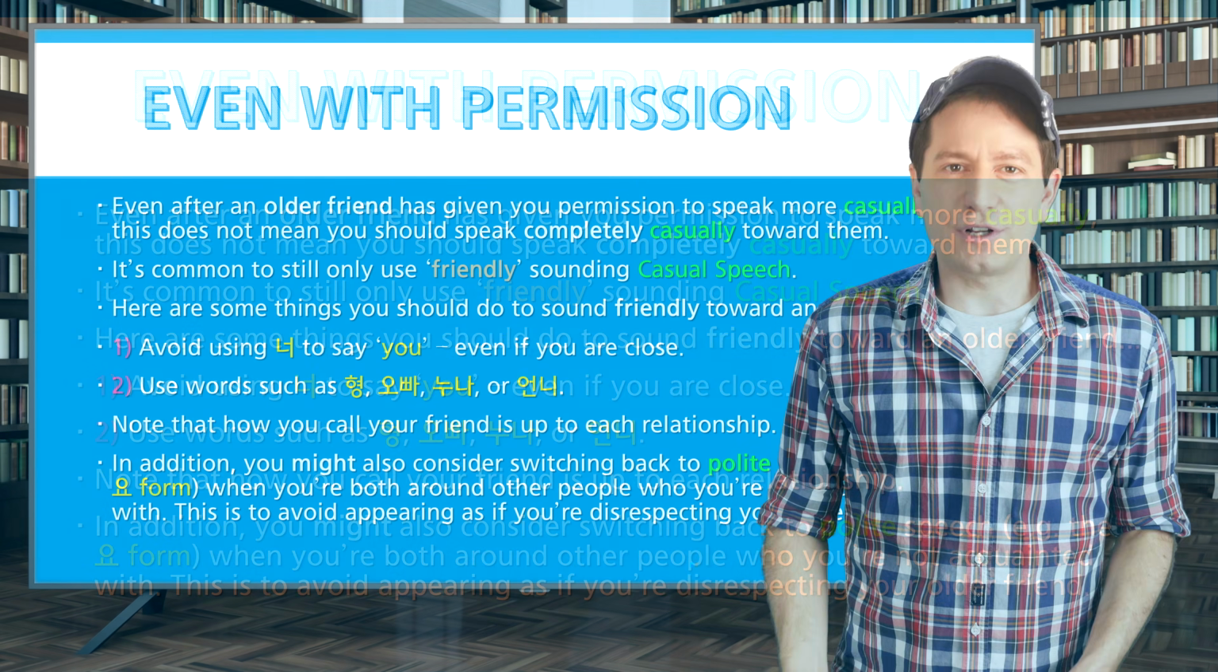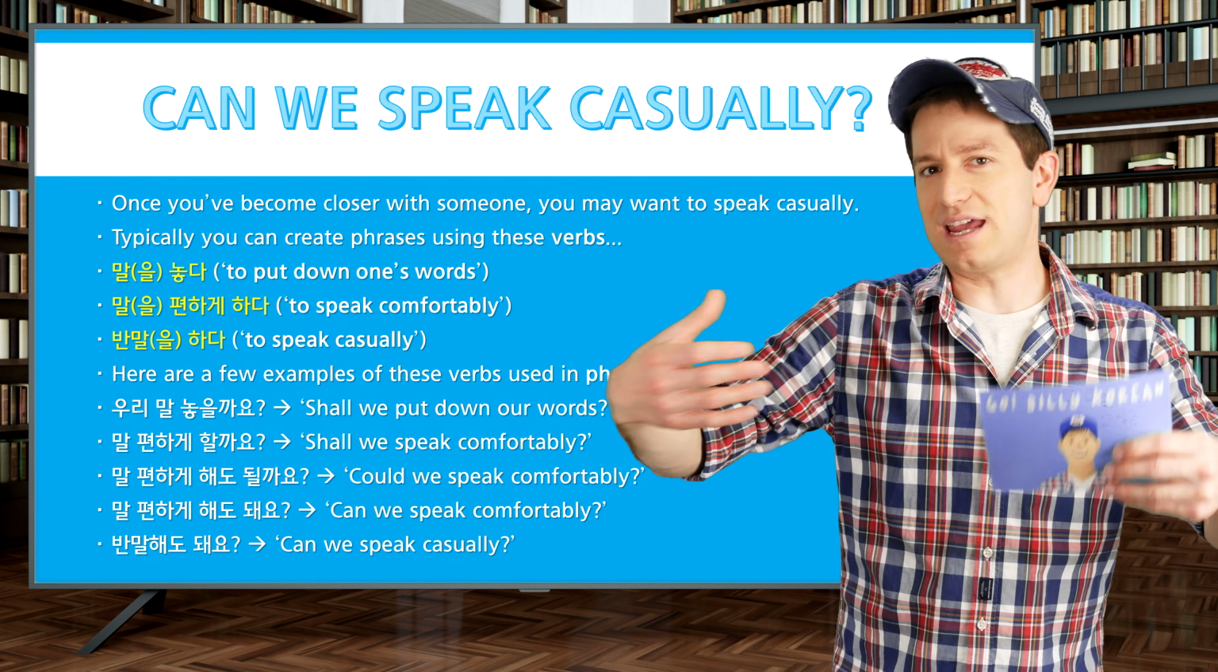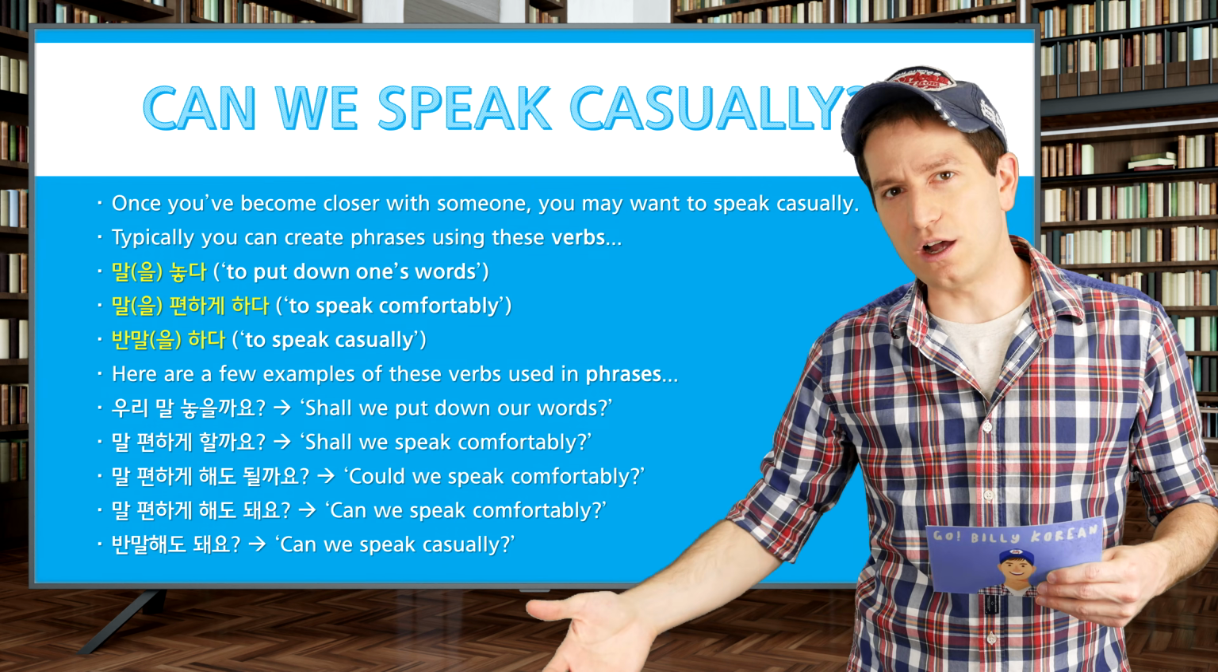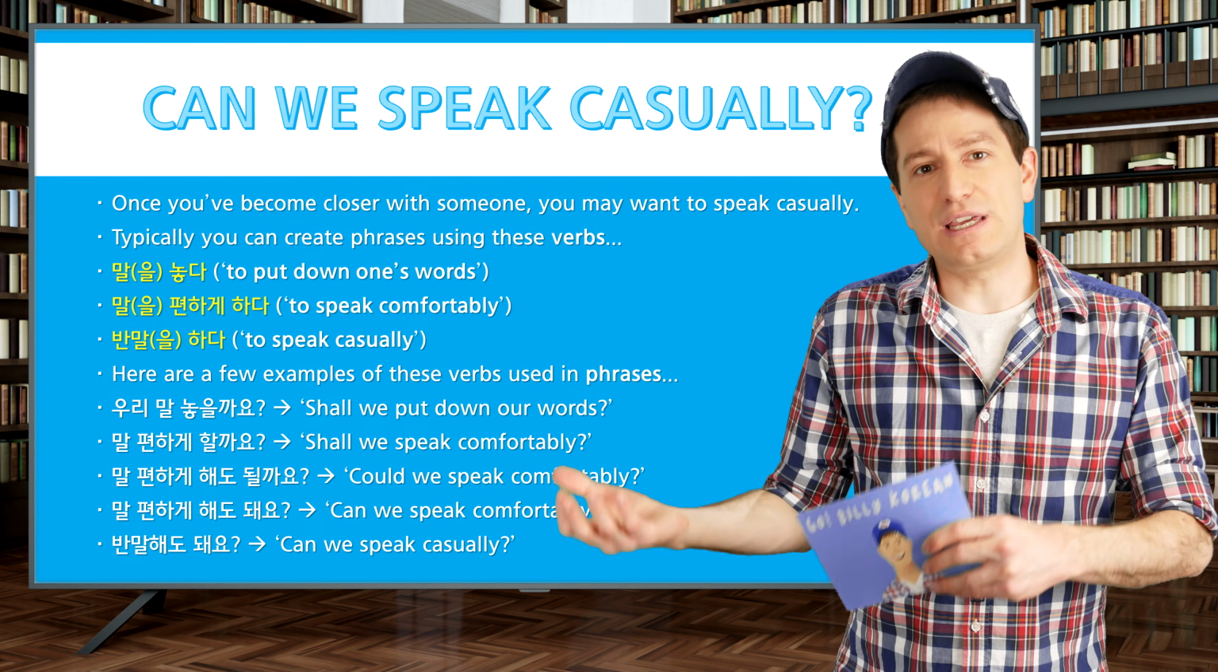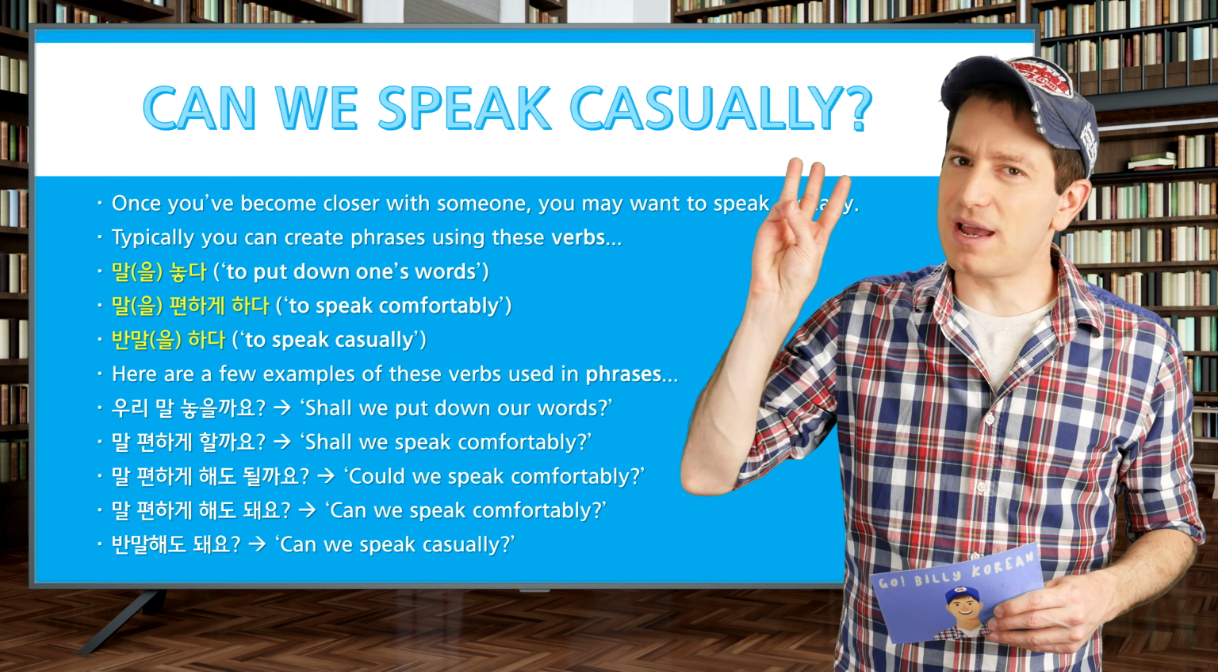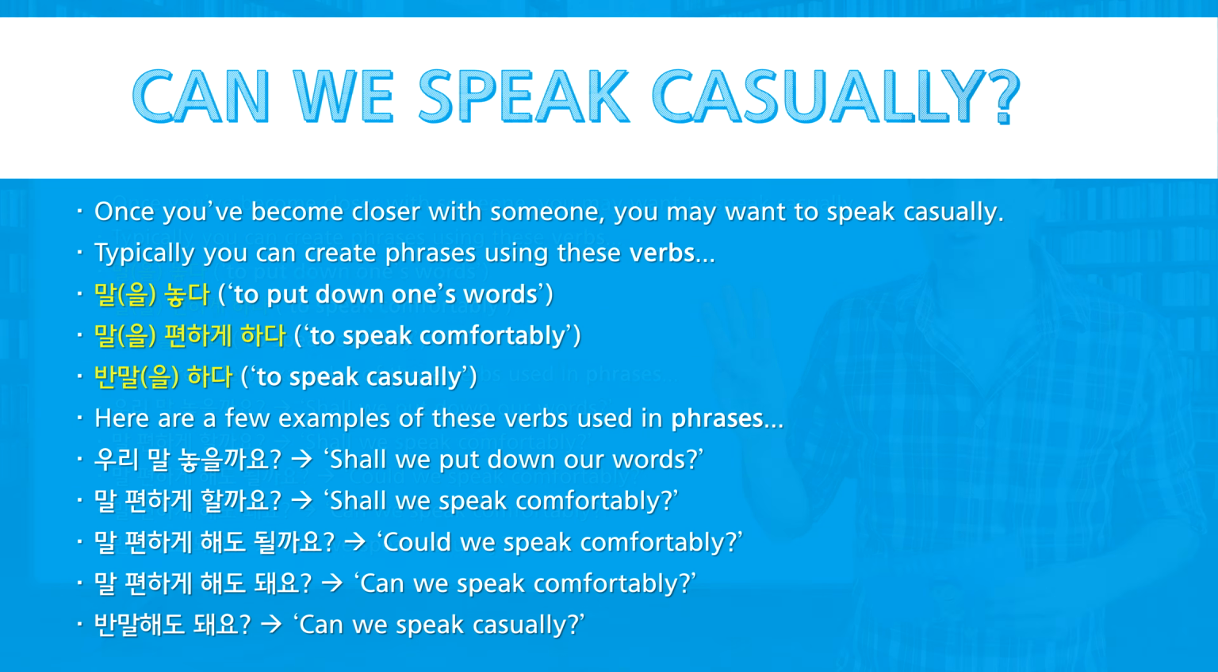So once you become closer with someone else, whether they're the same age as you, or older, or younger, you might want to ask them to speak more casually, and you can do that by making phrases with these three verbs. 말 놓다, to put down one's words. 말 편하게 하다, to speak comfortably. Or 반말하다, to speak casually.